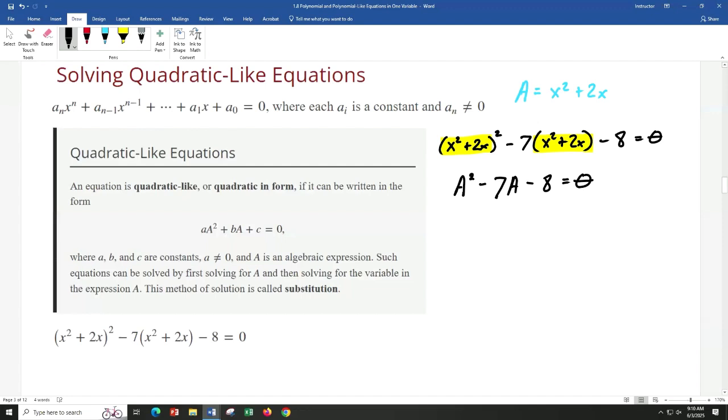Do you see that so far? So let me rewrite this beneath it in blue. If we just had to write this as a normal quadratic, you would literally just be seeing x squared minus 7x minus 8 all equal to 0. That's what we just did.